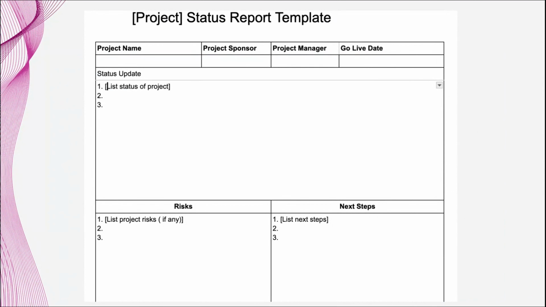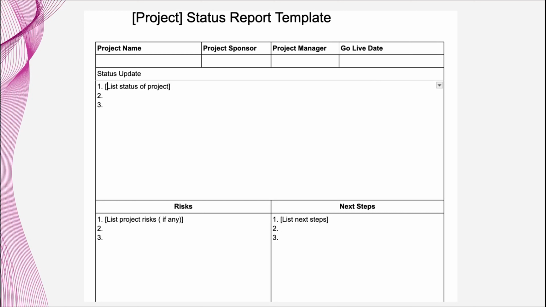So this is what it looks like. It's pretty simple again. The project name, which doesn't change or hopefully doesn't change. I had my project names for some of my projects change in the middle of the project. But anyway, the project sponsor, project manager, and then the go live date. If that changes, it should be changed. And then you have the status update. And so you list the status updates that you have for that week in there. And then if there's any risk, you add that in there as well. And then if you have any next steps, you can also include them in there.